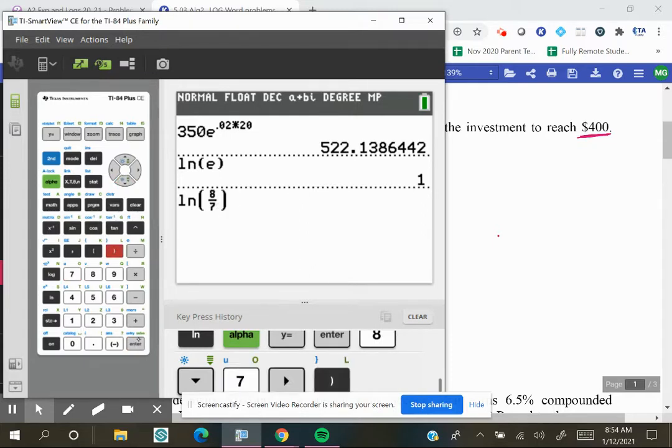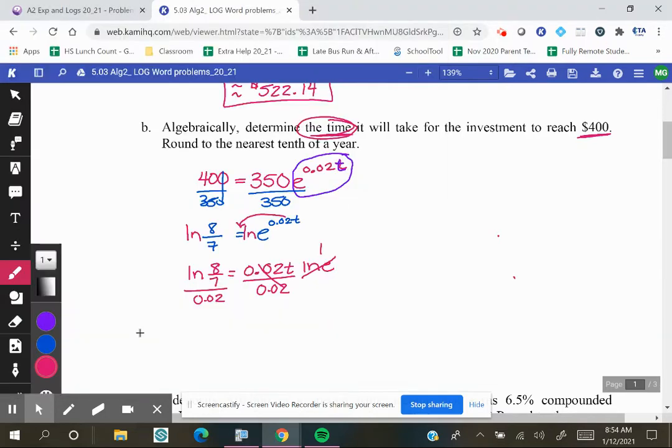And then we're going to divide ln of 8/7 by 0.02. And you can do that in 2 steps too. Write out your entire decimal right from your calculator. And then round it, and it says to round to the nearest tenth of a year, so that would be 6.7 years. Again, once you isolated that e to the 0.02, you could have gone straight to writing it as a natural logarithm as well, if you're more comfortable with that.